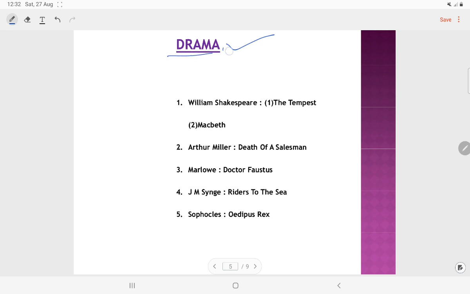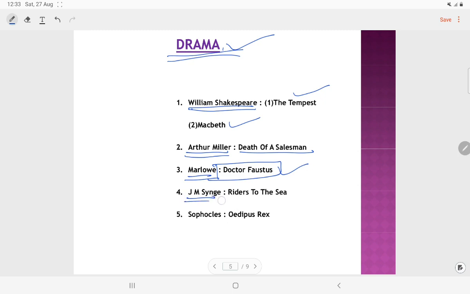Now it is the drama section or play section. It is very short. They have given just five authors' names, like the master of plays William Shakespeare, his plays like The Tempest and Macbeth; an American playwright Arthur Miller, Death of a Salesman; and Christopher Marlowe's Dr. Faustus, a famous tragedy; and J.M. Synge, Irish playwright, Riders to the Sea; and Sophocles, Greek playwright, his Oedipus Rex also. All these are very important plays, and these plays will be discussed in detail from the exam point of view.